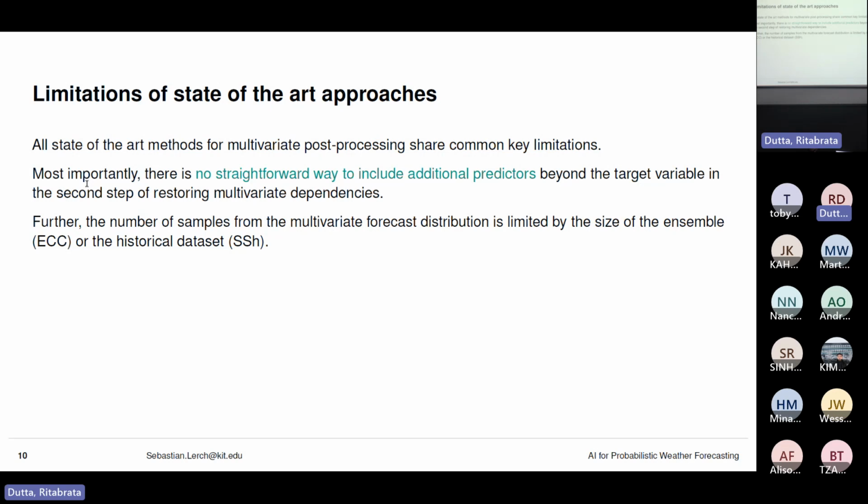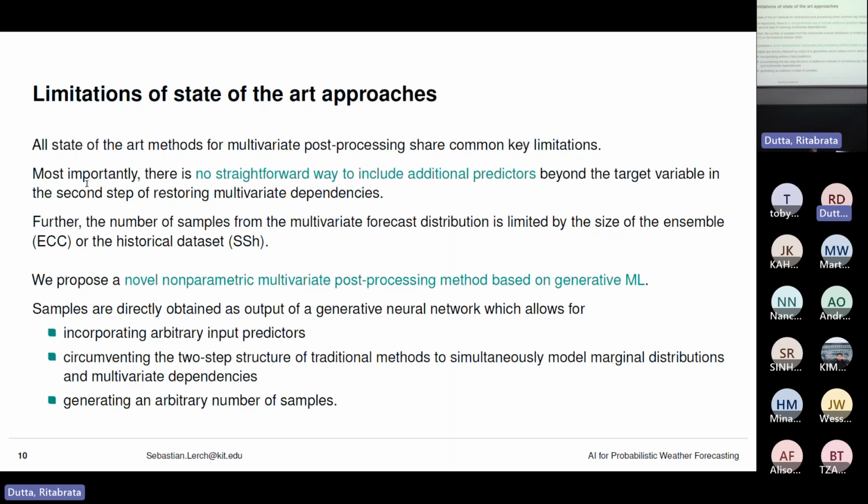A second disadvantage or limitation is that the number of samples that we can generate from the multivariate distribution is limited. For example, if we want to use this ensemble copula coupling (ECC) approach, it is limited by the size of the ensemble, or if we use those based on historic data sets, then that's limited by the size of the historic data set. To address these limitations, we propose a new method for multivariate post-processing using generative machine learning.